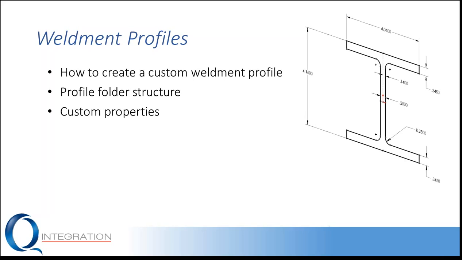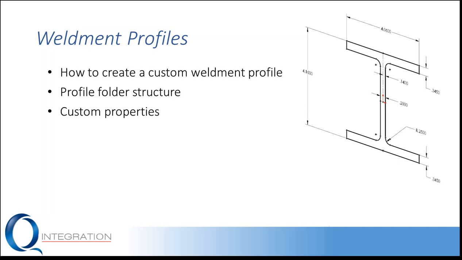Now we want to make sure that we save this in the same location that SOLIDWORKS is looking in for our weldment profiles. We also want to keep in mind the folder structure. So the way that SOLIDWORKS is reading this is I have a folder for the standard, and then I have a folder for the type, and underneath there I have the library feature part, and that is my size.